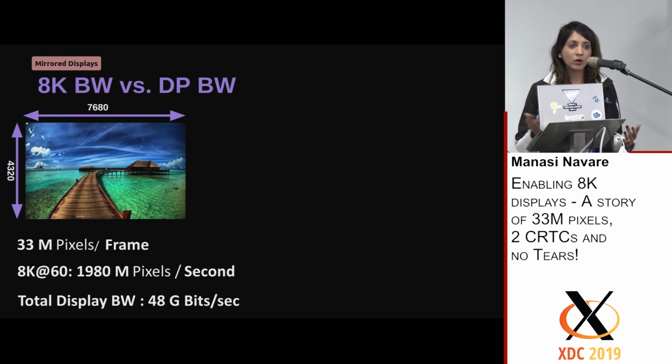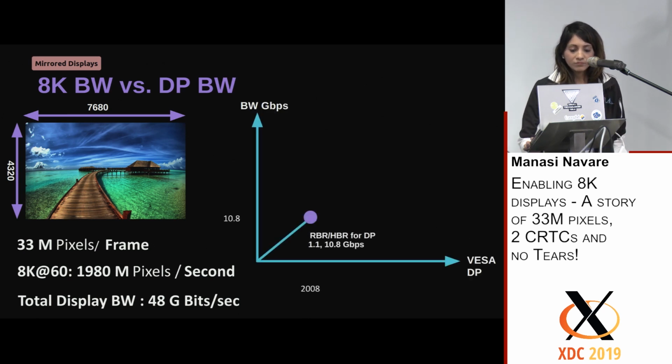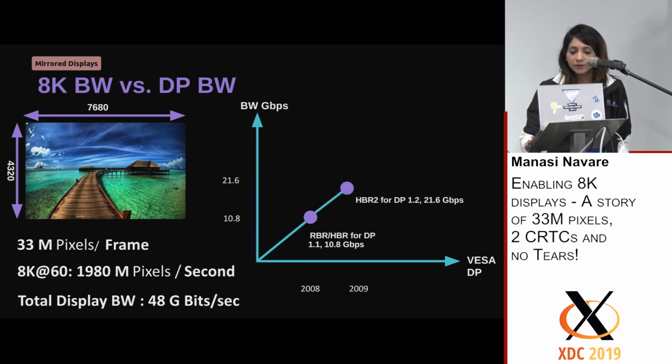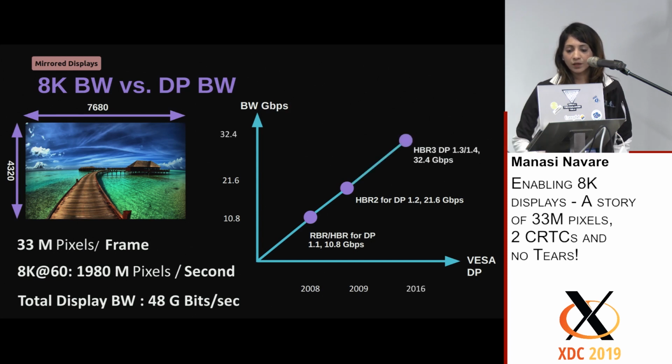So how does that compare to what we have available in the current DisplayPort specification and bandwidth? The first spec that came out supported only 10.8 gigabits per second with the lowest rate, RBR, HBR for DP 1.1. Then with HBR2, we could do 21.6 gigabits per second, so it was fine for 4K at 60. And then the latest spec that we have so far is HBR3 with DP 1.4, and that can do up to 32.4 gigabits per second.